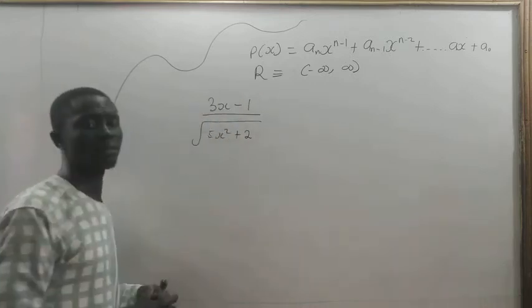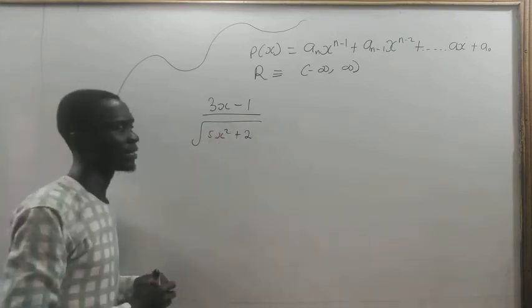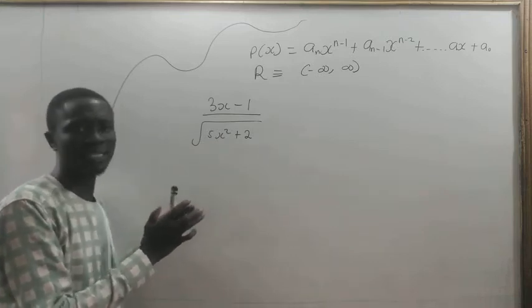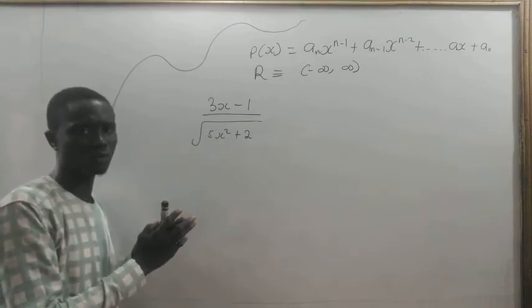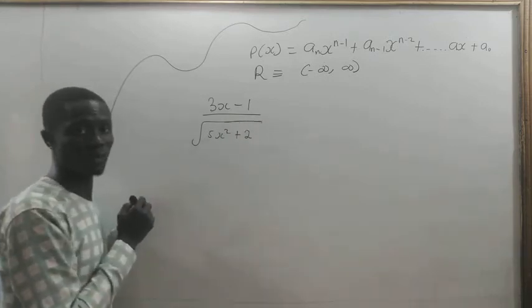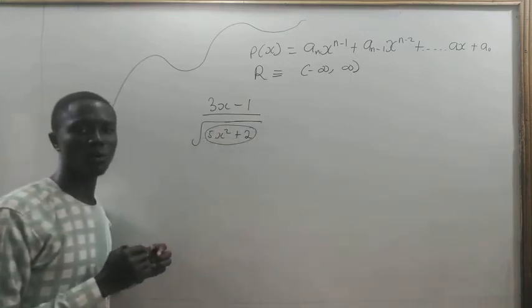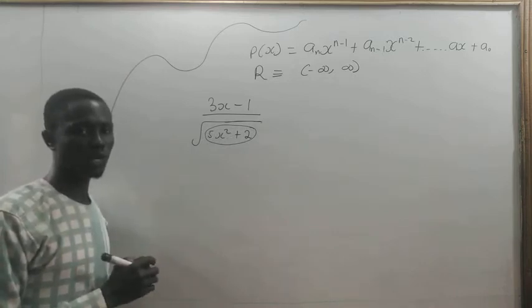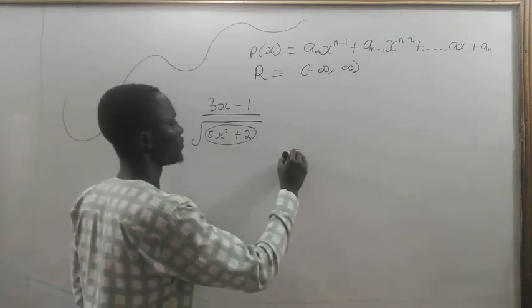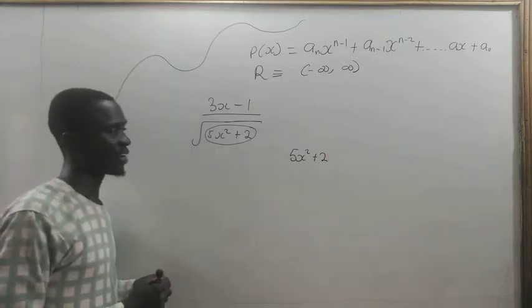Now, this is a rational function. So for a rational function, our main aim is the denominator. So let's aim at the denominator. If you look at the denominator, we said that rational functions are not continuous if the denominator is equal to 0. And the denominator has a square root here. So we just look at what is under the square root. If we take what is under the square root, we have 5x squared plus 2.